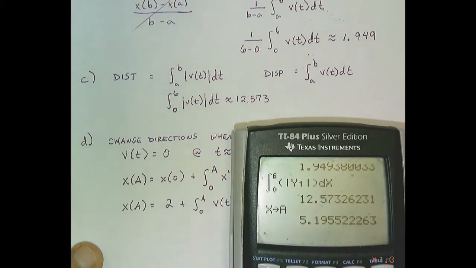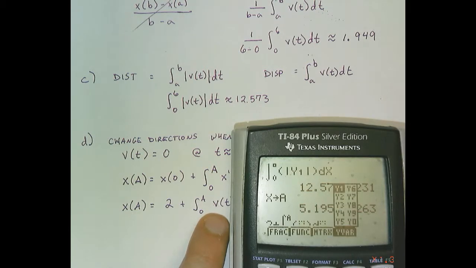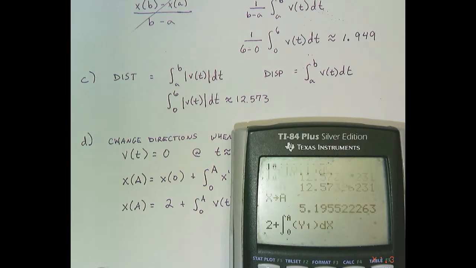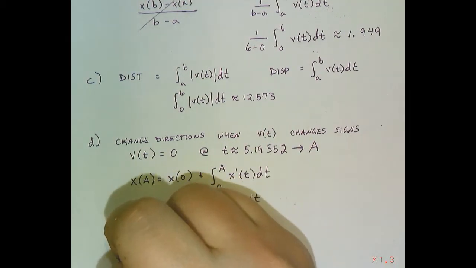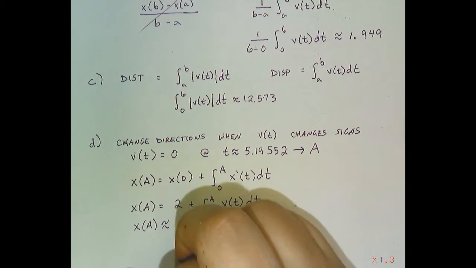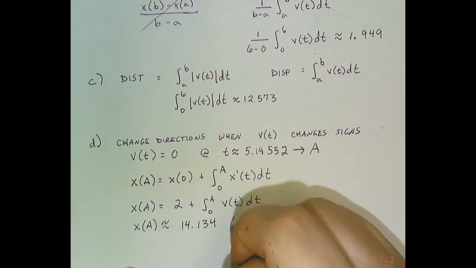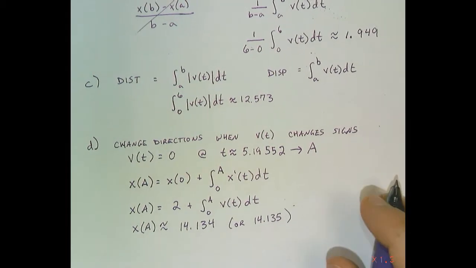So math, 2 plus math 9, 0 to, I call that time A, and then my velocity function is still stored under y1, so alpha f4 pulls up the y1, dx. 14.134. X of A, the position when it changes direction, is approximately 14.134, or if we round, 14.135 units to the right of the origin.